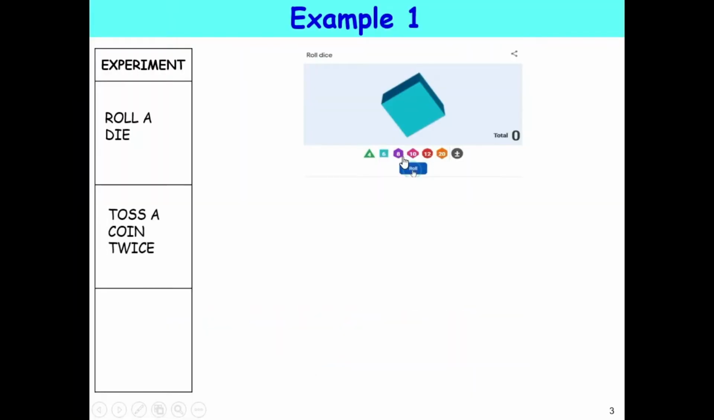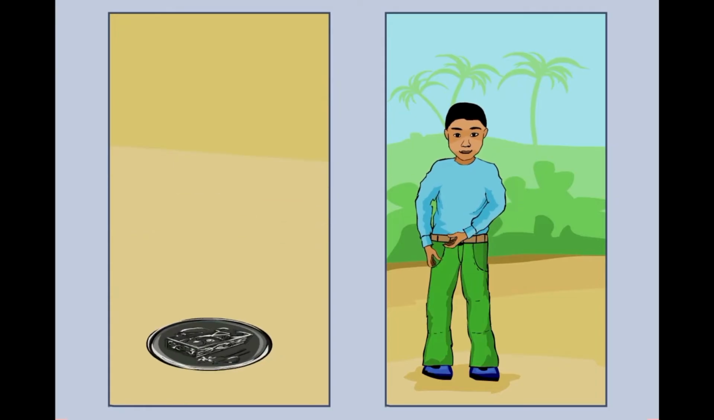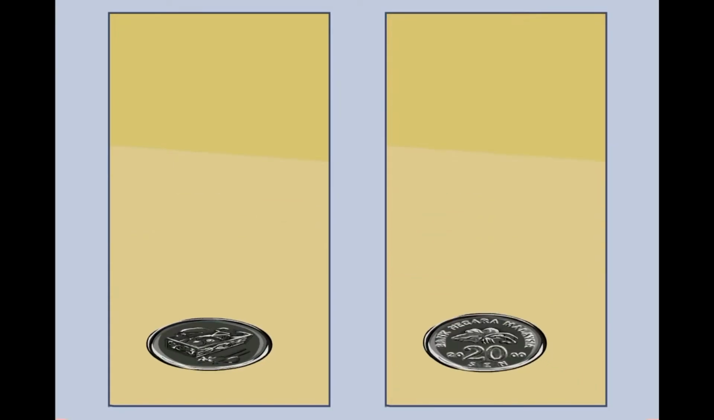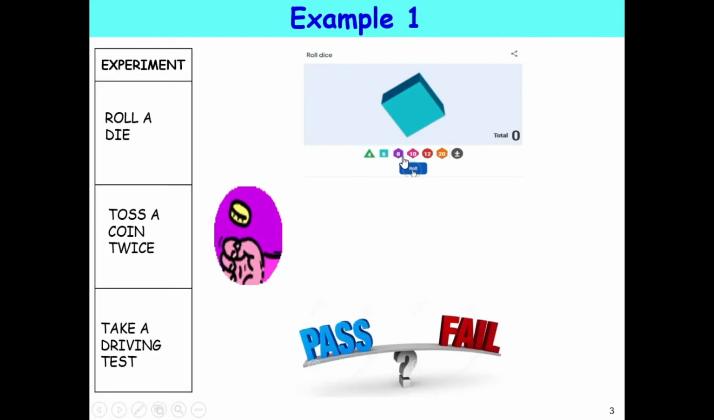The second example is to toss a coin twice, or just simply toss a coin. Suppose a coin is tossed, the result is going to be a head or a tail. The number of possible outcomes is 2, a head or a tail. The next example is taking a driving test. The result will be either you pass or fail the test.